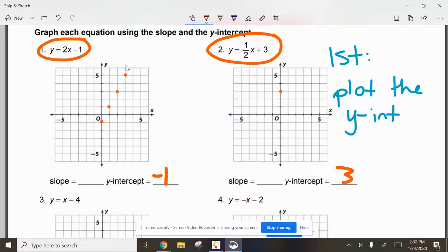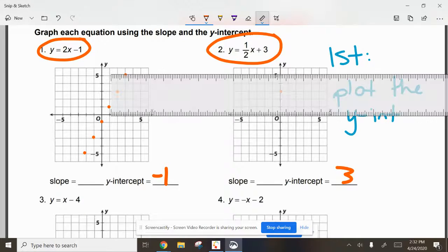You can't do this anymore over here. Now, what's the opposite of rising 2 and running 1? You could go down 2 to the left 1, down 2 to the left 1. All right. And then I'm going to get fancy, and I have my ruler here.